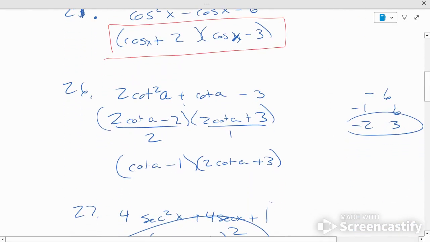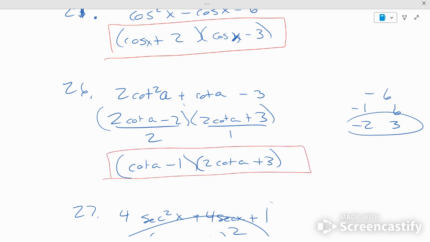26, you multiply 2 and 3, get negative 6, and the negative 2 and 3 work to make positive 1 cotangent of a. So it's 2 cotangent of a minus 2 and 2 cotangent of a plus 3. Divide the first one by 2, divide the second one by 1. And you get cotangent of a minus 1, 2 cotangent of a plus 3. So far, so good?